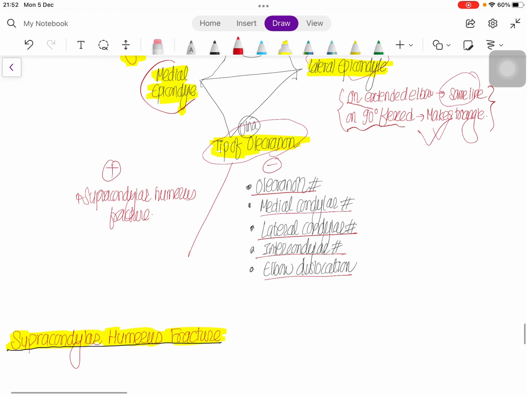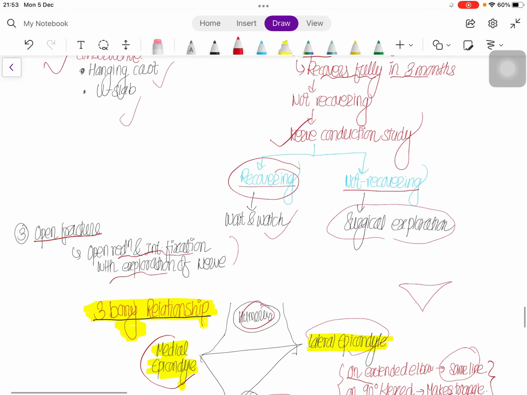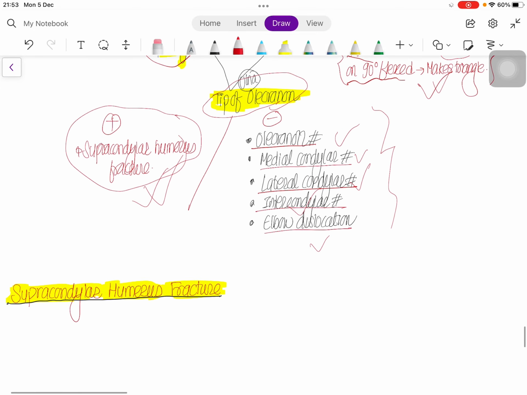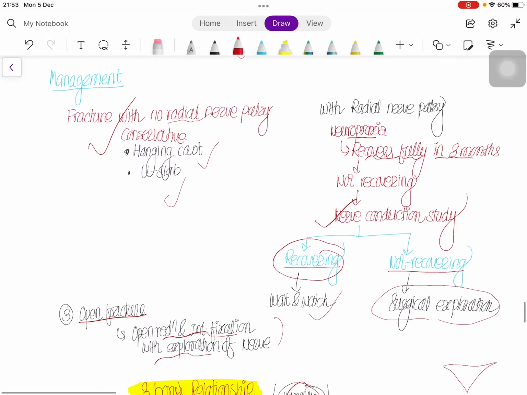In the supracondylar humerus fracture, there is no disruption of these 3 bony points. But in olecranon fracture, medial condylar fracture, lateral condylar fracture, intercondylar fracture, and elbow dislocation, this 3 bony relationship will be disturbed. These are the things you need to know. In the next video we will talk about the supracondylar humerus fracture, which is very important in the exam also.